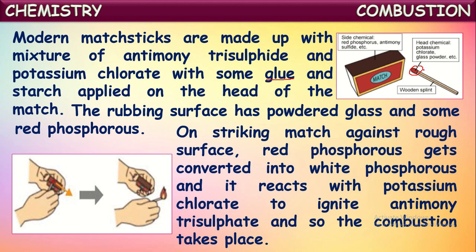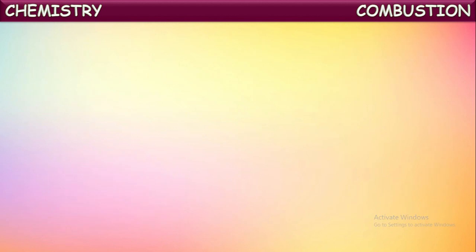When the matchstick is rubbed against it, the red phosphorus on the matchbox surface immediately converts into white phosphorus. This reacts with potassium chlorate in the matchstick and it ignites antimony trisulfide present in the matchstick. Immediately fire comes and it starts burning. In that way, the matchstick catches fire. Okay, this is what happens behind the matchstick burning.